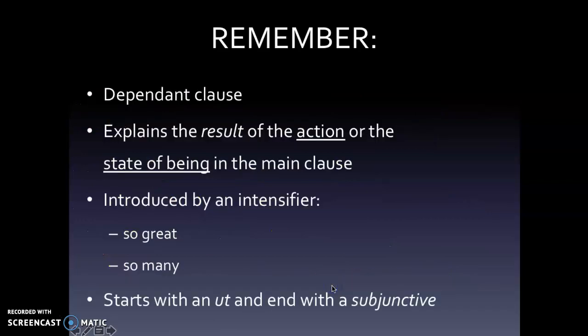All right, so remember, result clauses are a type of dependent clause. They explain the result of the action or the state of being in the main clause. They are introduced by an intensifier, something such as so great or so many. The clause itself will start with ut and it will end with a subjunctive.